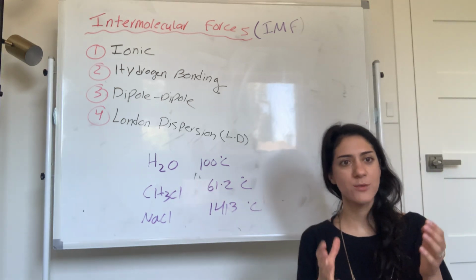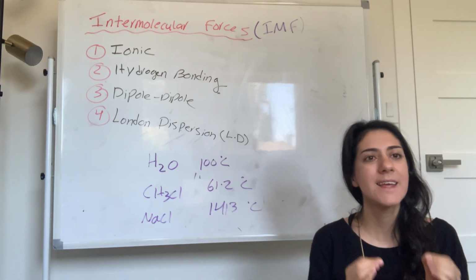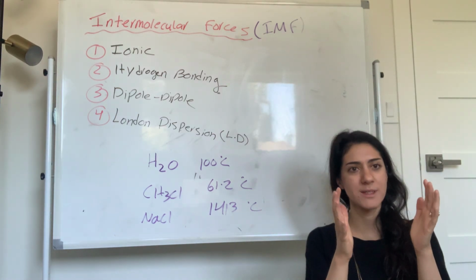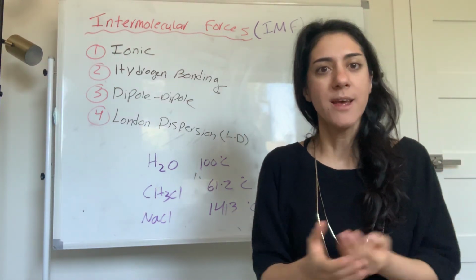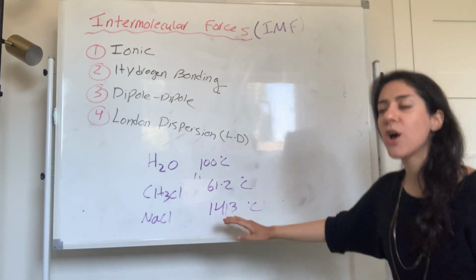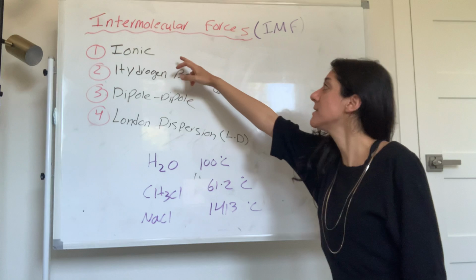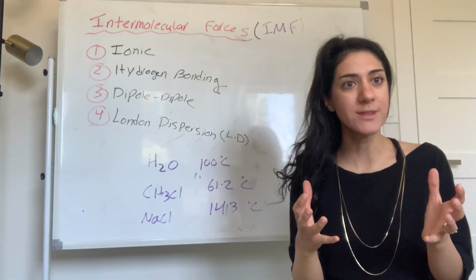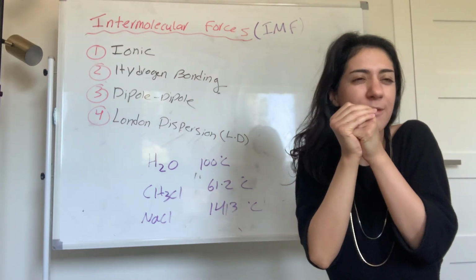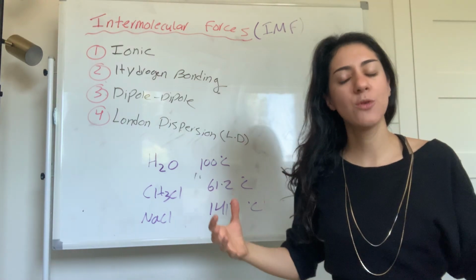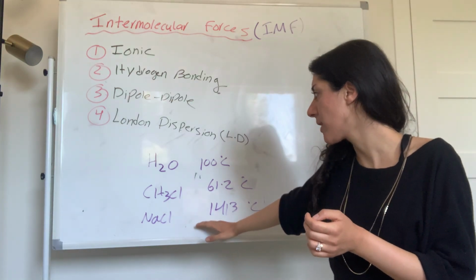Now, here's why you have to care about intermolecular forces: they determine physical properties. So NaCl has the highest boiling point. Why do you think that is? Because it has ionic intermolecular forces. If you have stronger intermolecular forces, they're holding on together very tightly, so you're going to require more energy to break them up. So it has a high boiling point.